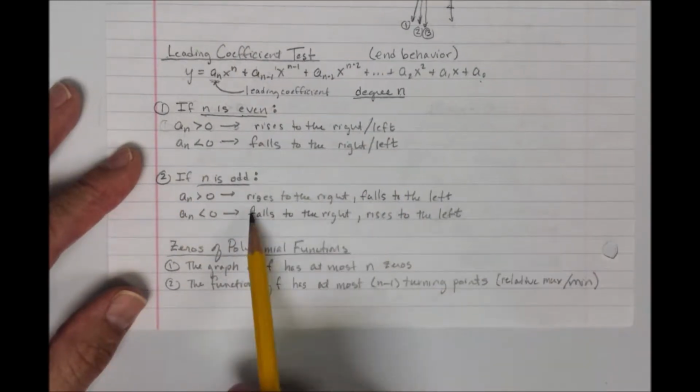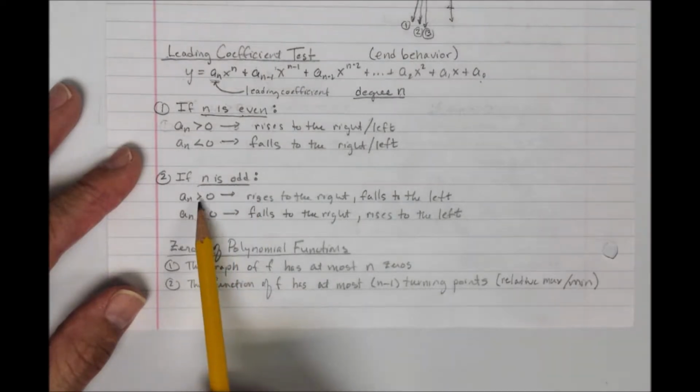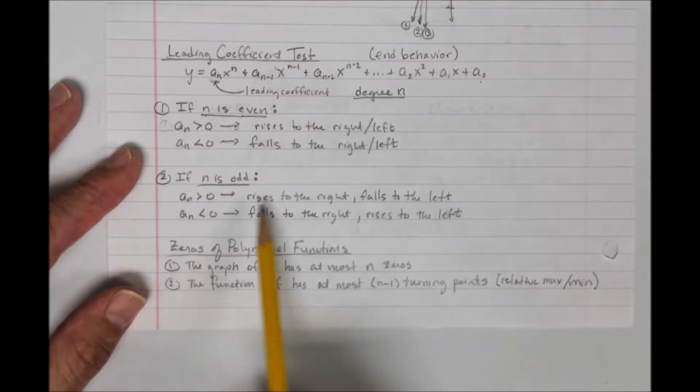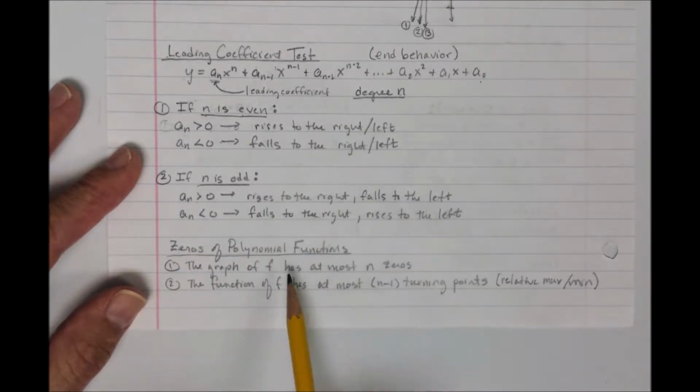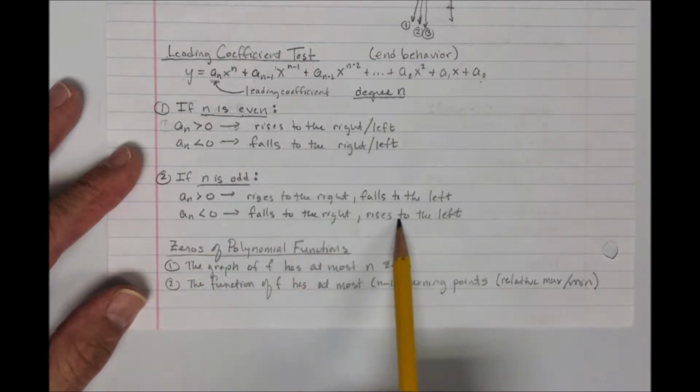As well as this part, if the degree of the polynomial is odd, what happens is one end goes up, one end goes down. If a sub n is greater than 0, it rises to the right, falls to the left. And if a sub n is less than 0, just kind of the opposite, it falls to the right and rises to the left.